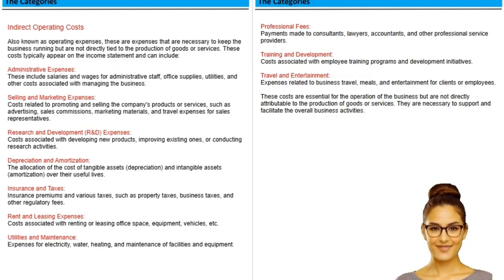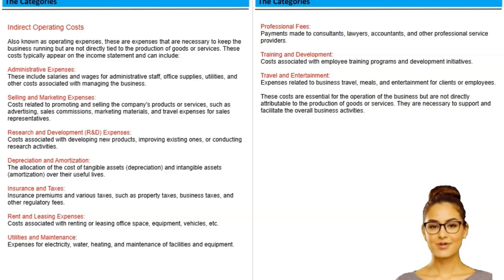So, these are fees that refer to the charges or compensation that professionals charge for their expertise and services rendered to clients or customers. Coming to training and development. These are costs associated with employee training programs and development initiatives. Lastly, we have travel and entertainment. These are expenses that are related to business travel, meals, and entertainment for clients or employees. These are expenses you incur when you travel or entertain for business purposes.